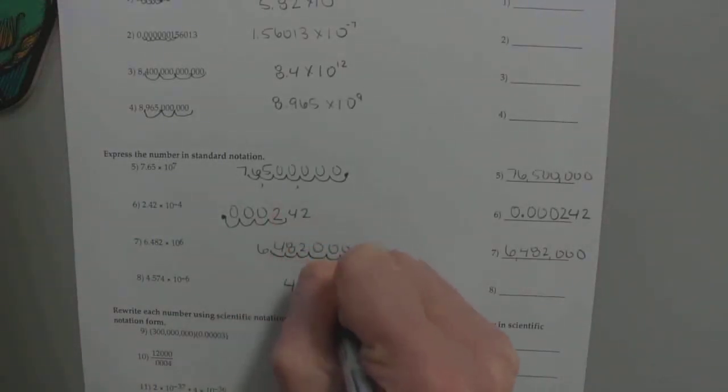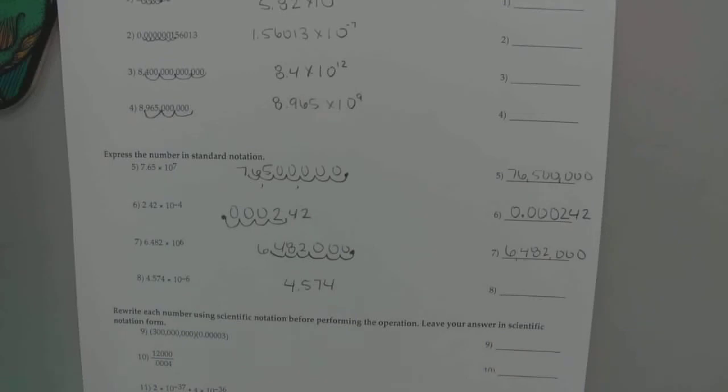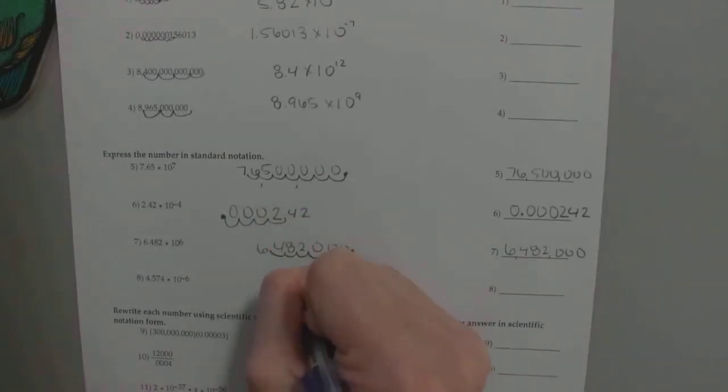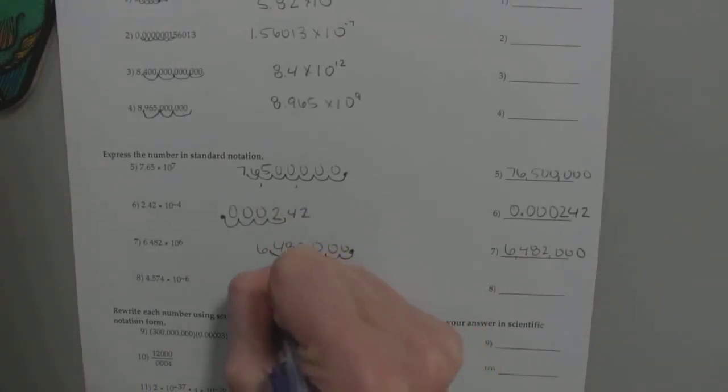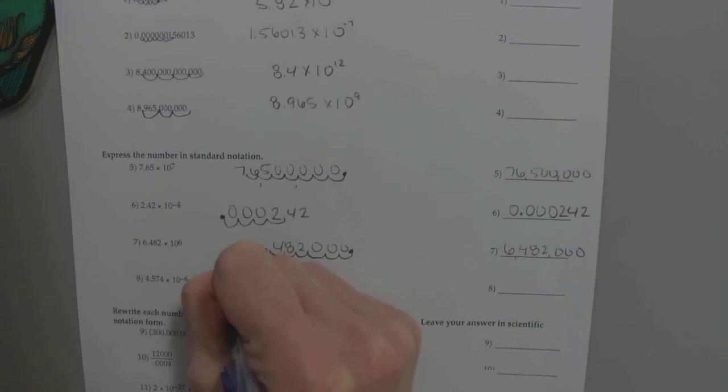Last but not least, 4.574. I'm going to bring him out here. Since I have an exponent of 6, I know I'm moving my decimal 6 spots, but since it's a negative, I want to make him smaller, so I need to move him to the left. Realize when you move him to the left 6 spots, 1 of those 6 spots is taken up by the 4, so you're going to have 5 zeros in front.